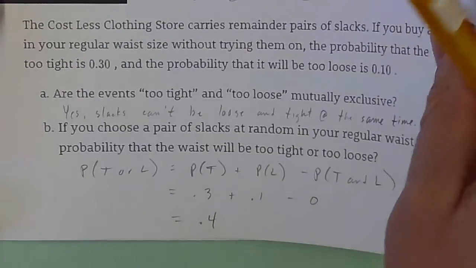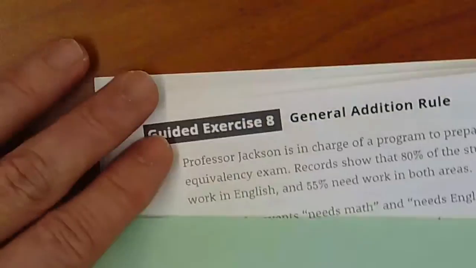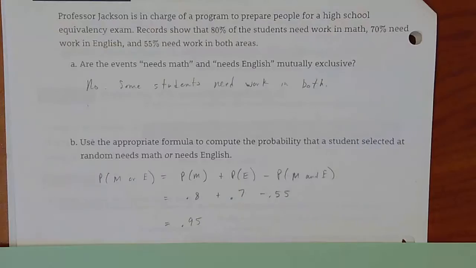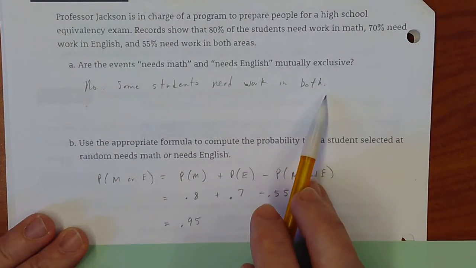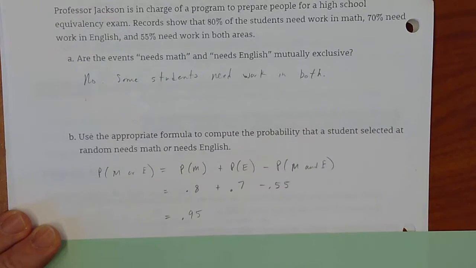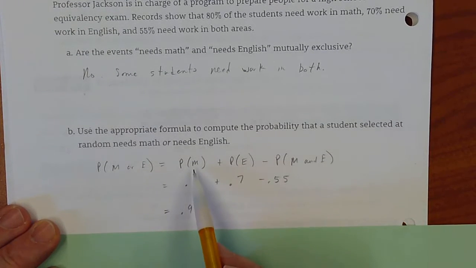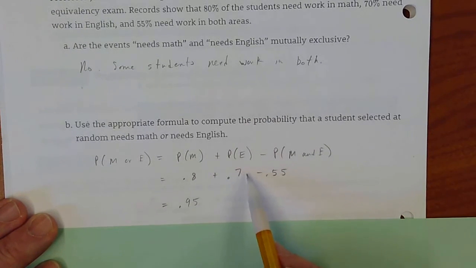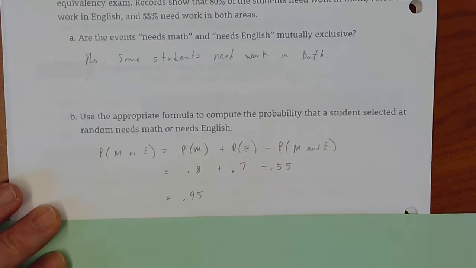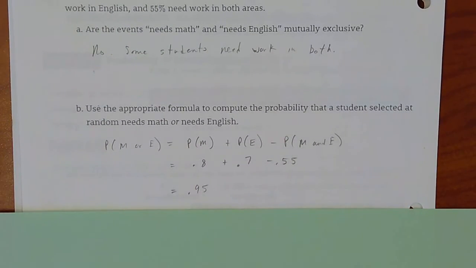One more. Go ahead and turn the page and try guided exercise 8, and then we'll go over that. Okay, they're not mutually exclusive. Some students need work in both. All right, and then here's the general addition rule. We're going to need it. So probability needs help in math plus English minus the probability of math and English. So once we do that, obviously we're above 1 here, so we have to subtract that overlap. So we get 0.95 for the probability.